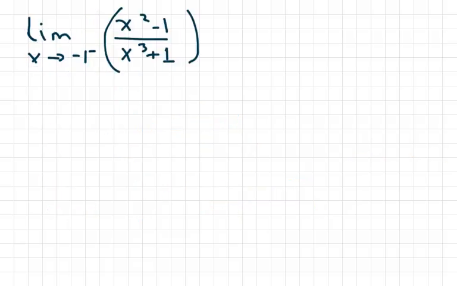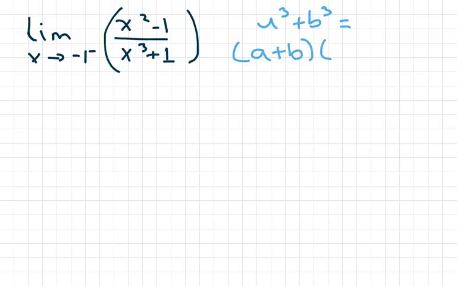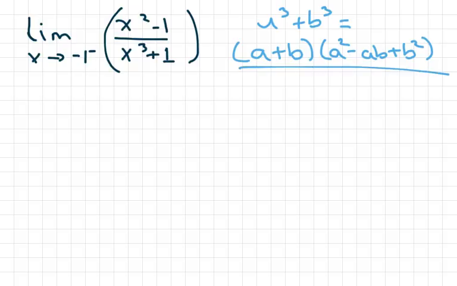Okay, we're going to factor this one. Don't forget, a cubed plus b cubed equals a plus b times a squared minus ab plus b squared. You'll be doing this a lot in calculus. Make sure you know your sum and difference of cubes. So we're going to approach negative 1 from the left side, and I'm just going to factor.